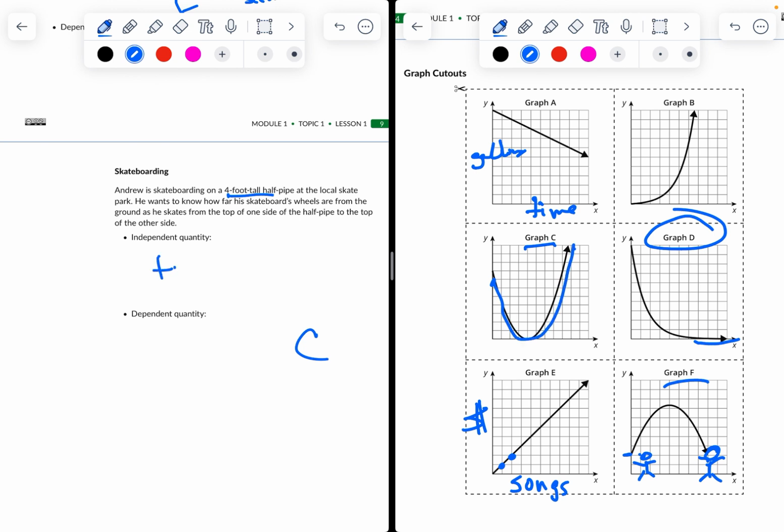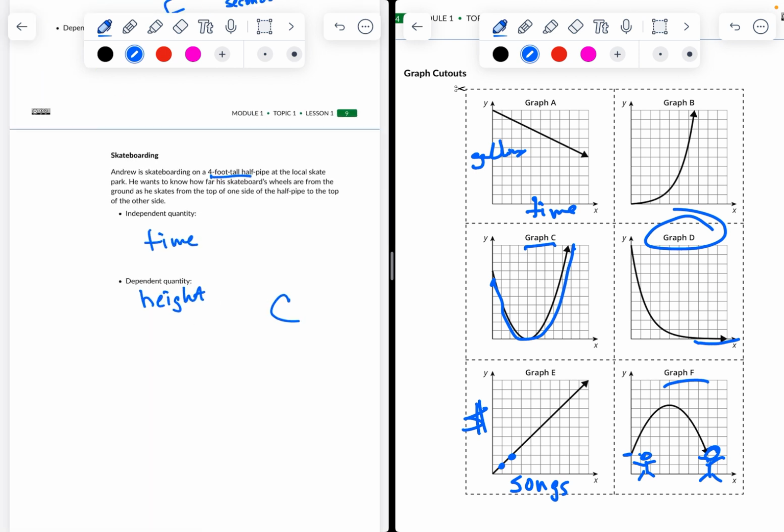Time, even though they don't mention it, time is going to be your independent quantity because it's how long is he skating, and then our dependent quantity is going to be the height that he's at. Not a great example, but we're going to go with it.